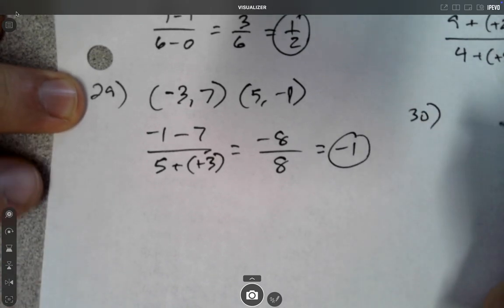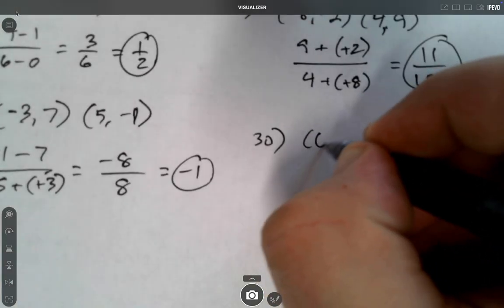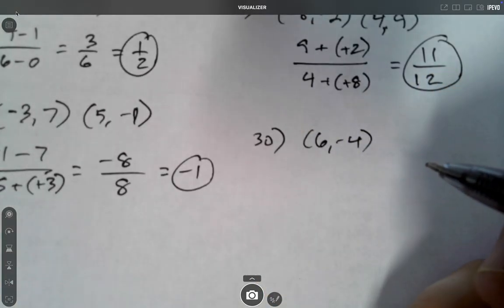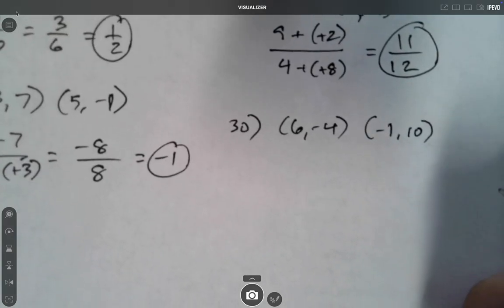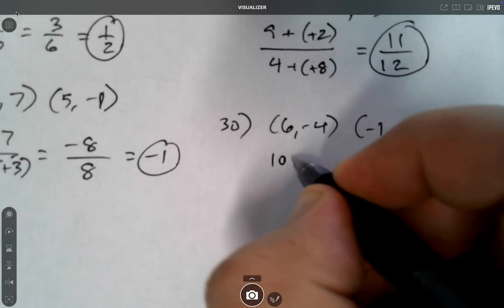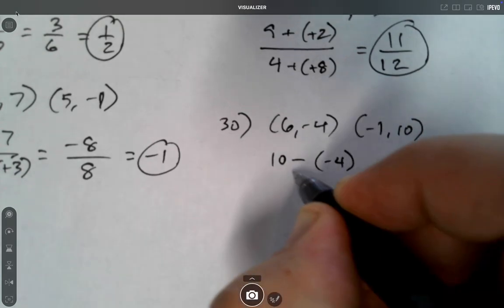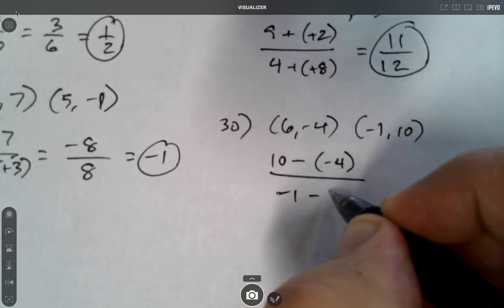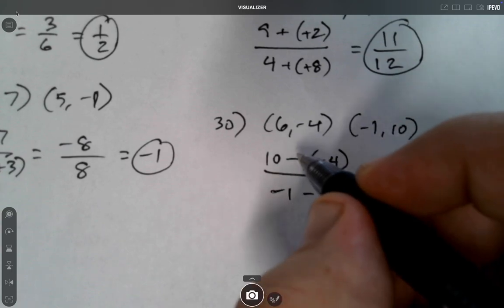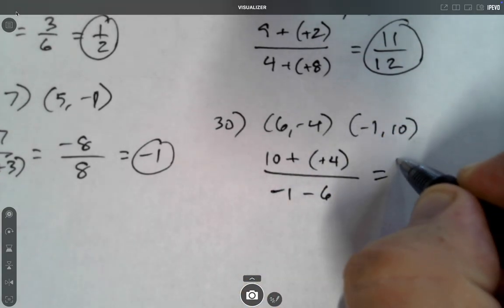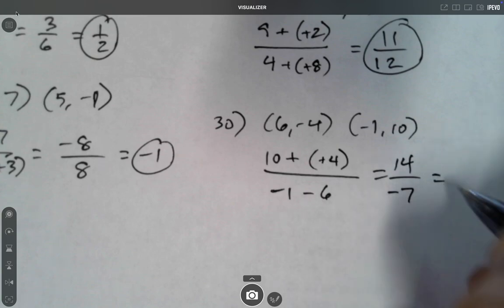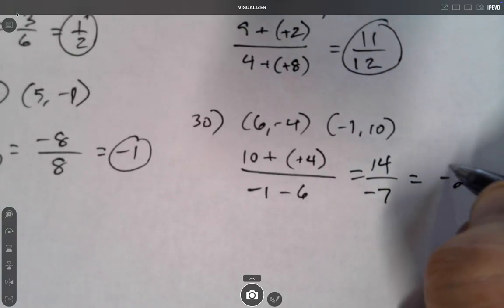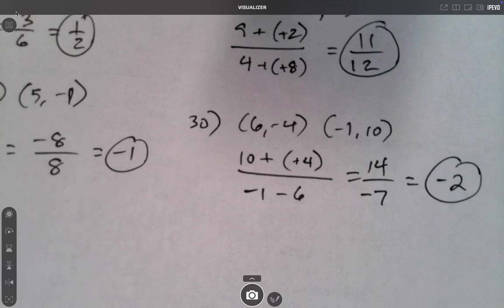Okay, number 30, the points are 6, -4, and -1, 10. So y2 minus y1 over x2 minus x1. We change minus and negative to plus positive, so that's 14 on top. -1 minus 6 is -7, and 14 divided by -7 is -2.